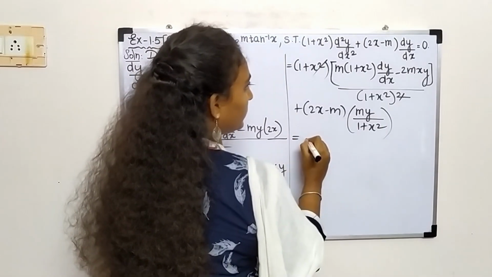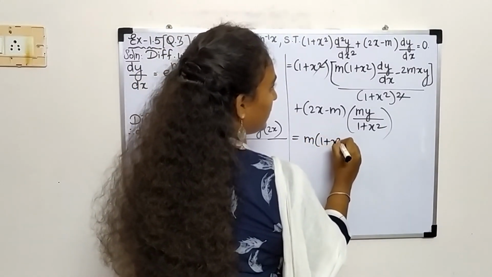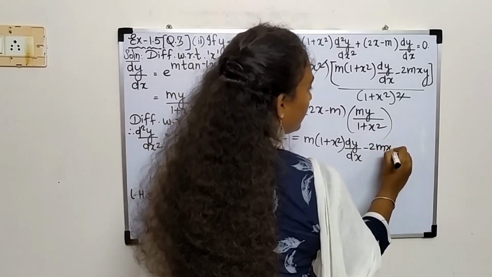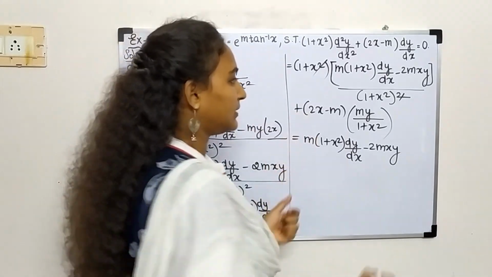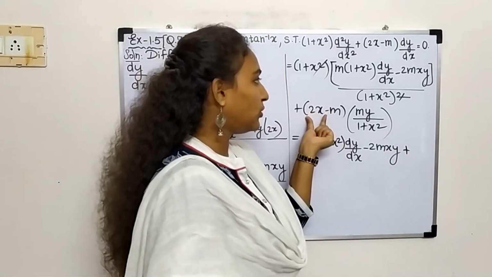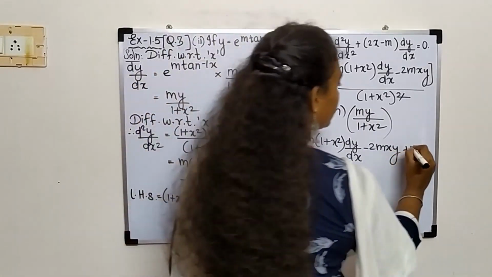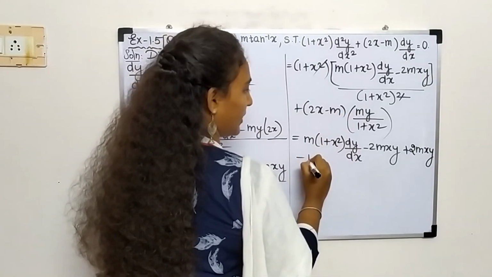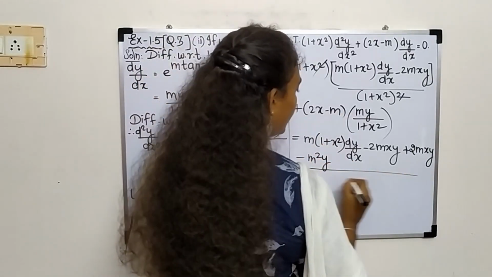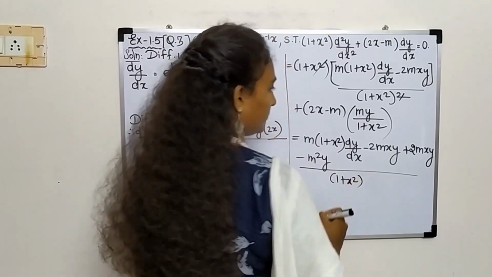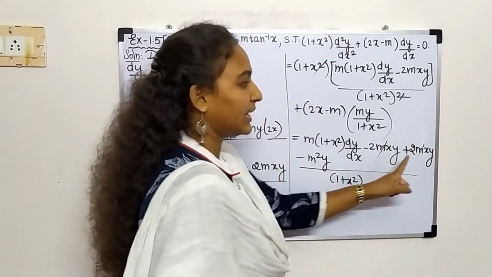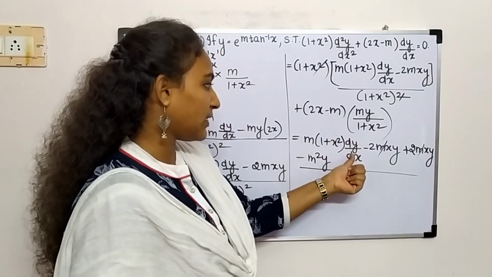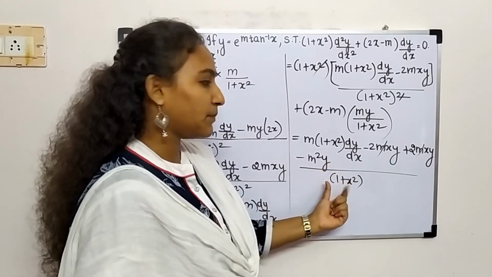So this is equal to m into 1 plus x square dy by dx minus 2m xy plus, if you multiply 2x with my, it will become 2mxy and minus m square y, the whole divided by 1 plus x square. So minus 2mxy and plus 2mxy will get cancelled. So we are left with m into 1 plus x square dy by dx minus m square y upon 1 plus x square.